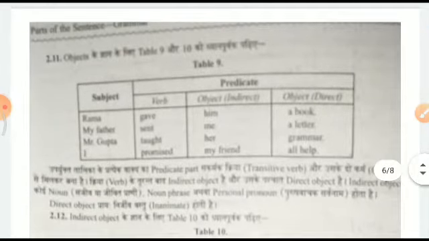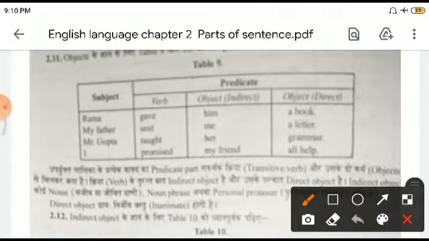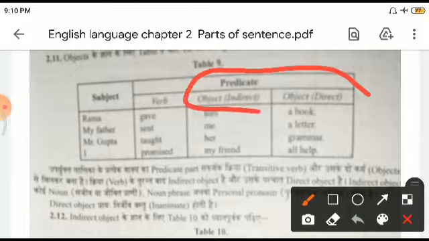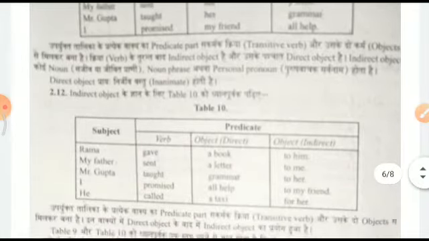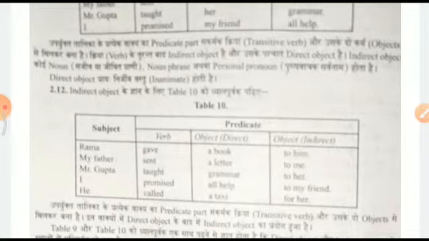Now see this one. This is the table 9. Ram gave him a book. Ram is the subject, gave is the verb, him is the indirect object, a book is the direct object. When there are two objects, we divide them into two parts, direct and indirect object. The first object which comes is the indirect one, and the object which appears at the end of the sentence becomes the direct object. Ram gave a book to him.